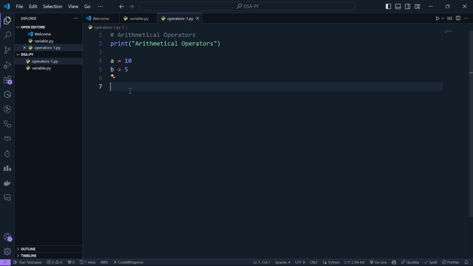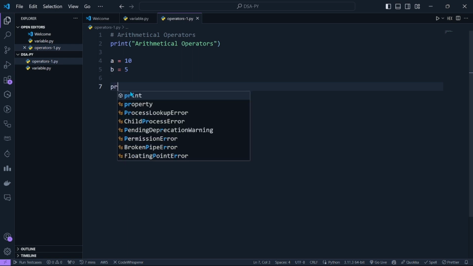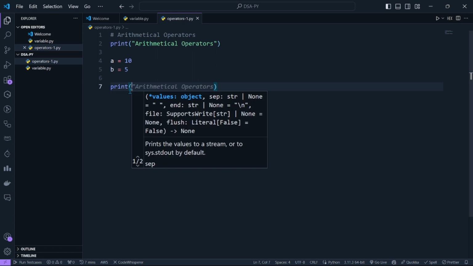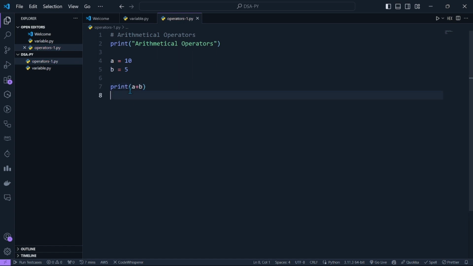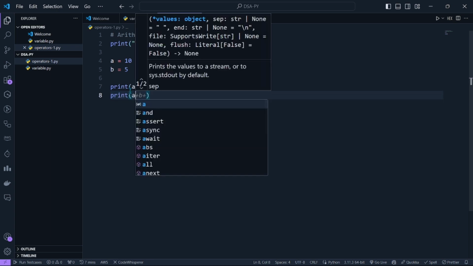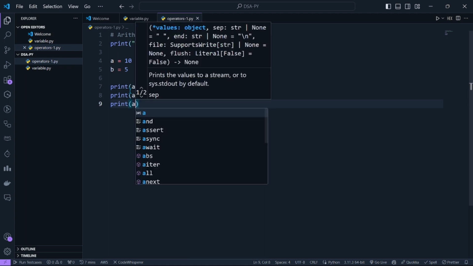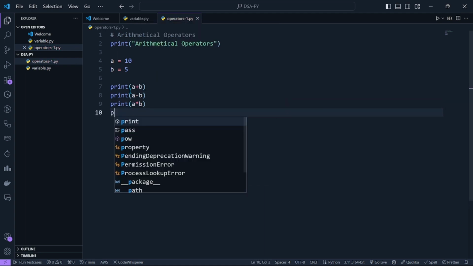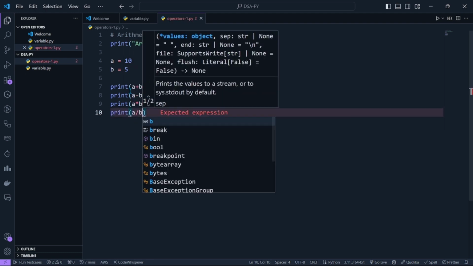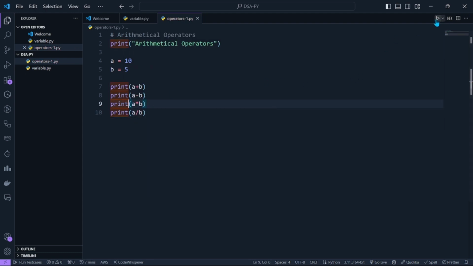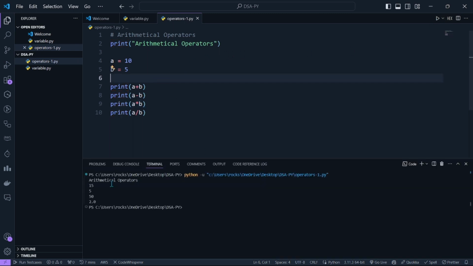Now we will perform the basic arithmetic operators upon these operands. So let's try. Print a plus b, then I will print a minus b, then I will print a multiplied by b, and then I will print a divided by b. Now using this Code Runner extension I am going to run this code. As you can see, a plus b, which is 10 plus 5, equals 15, comes here. a minus b, which is 10 minus 5, equals 5, comes here.